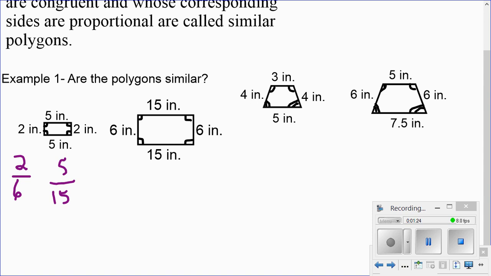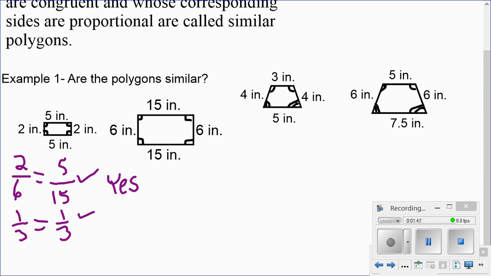So I'm going to, of course, simplify both of those fractions. 2/6 simplifies to 1/3, and 5/15 also simplifies to 1/3. So because those are equal ratios, we have a proportion, which means the sides are proportional and the angles are congruent, which means yes, these two rectangles are similar. Let's take a look at the next example.